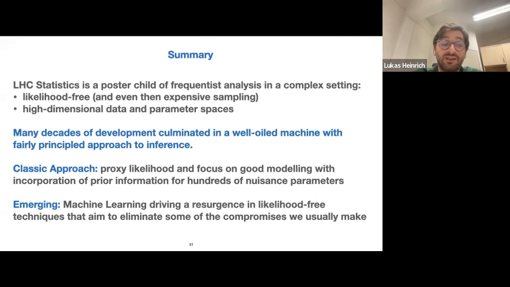One thing that is emerging, and that I think has the capacity to change the picture of how we do statistics maybe in the next decade, is using machine learning to find new formulations of likelihood-free inference. That's something I'm excited about, and let's see where this goes.